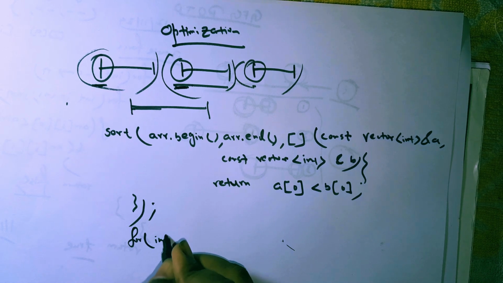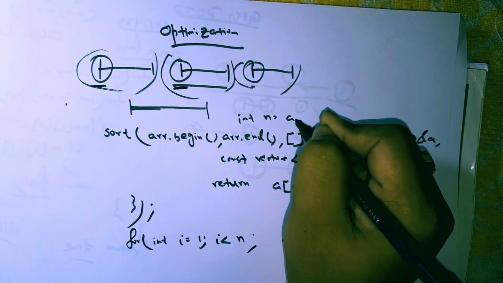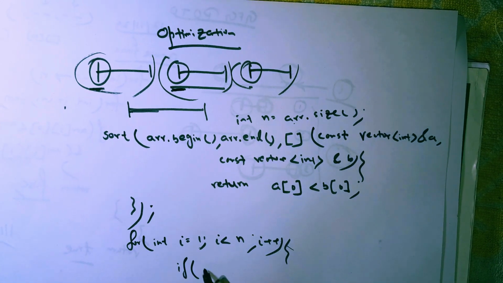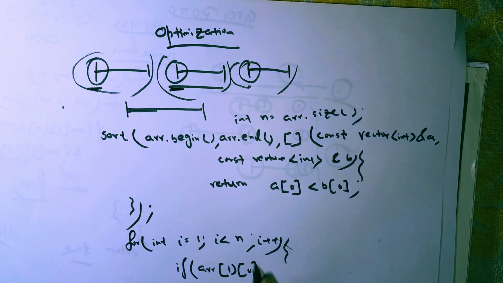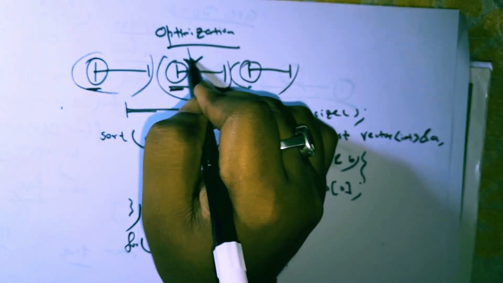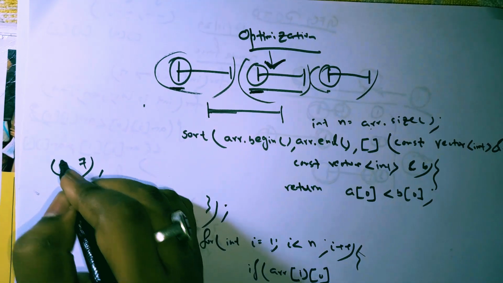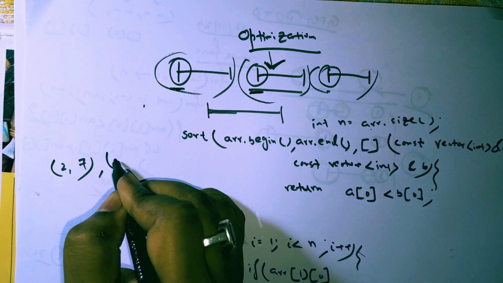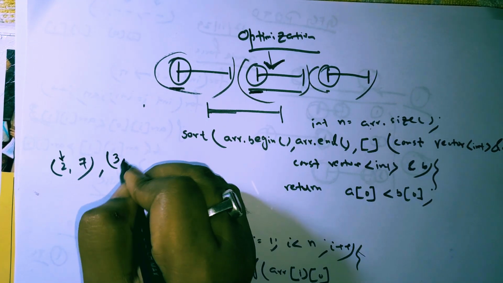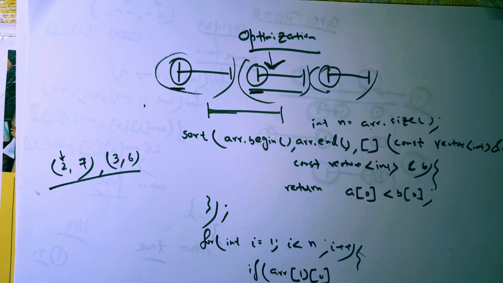So I will iterate the for loop, i less than n, where n is my array size. Okay, what will I check? I know that my array is sorted, so I will check from these meetings. Suppose I have one meeting 2,7, and I know that my array is sorted, so my next meeting's starting time will always be greater than or equal to this starting index. So this can be 3, 6, suppose. Okay, because my array is sorted according to the starting index.